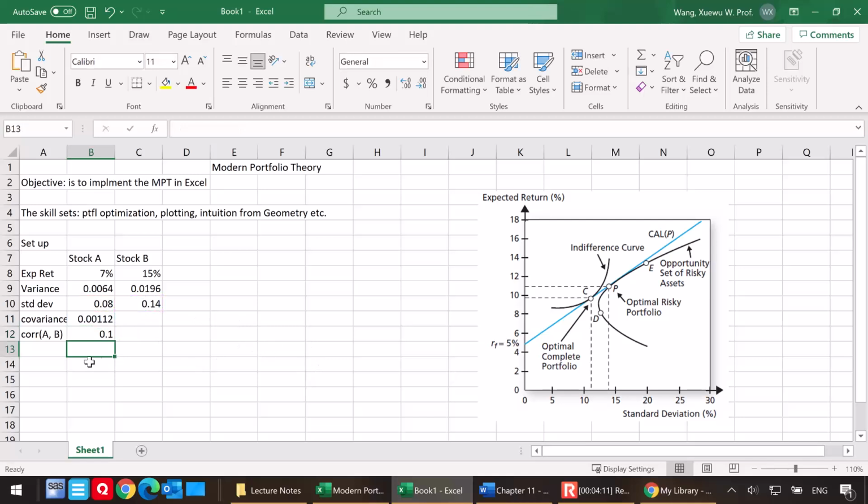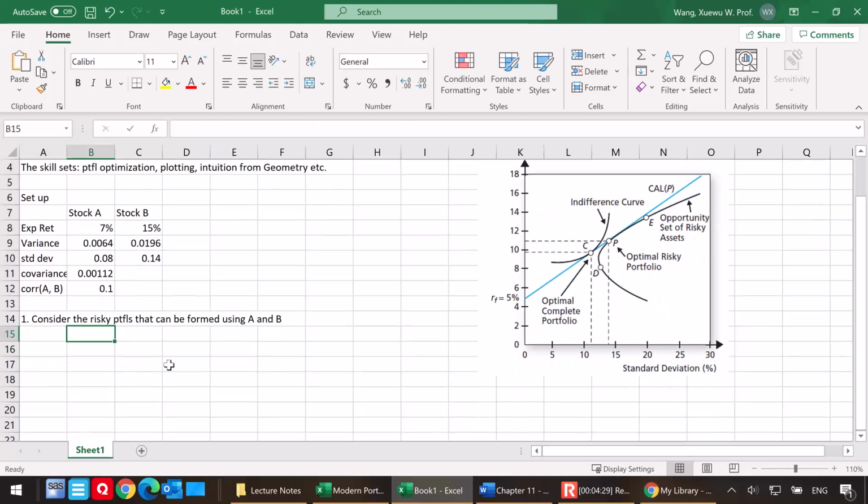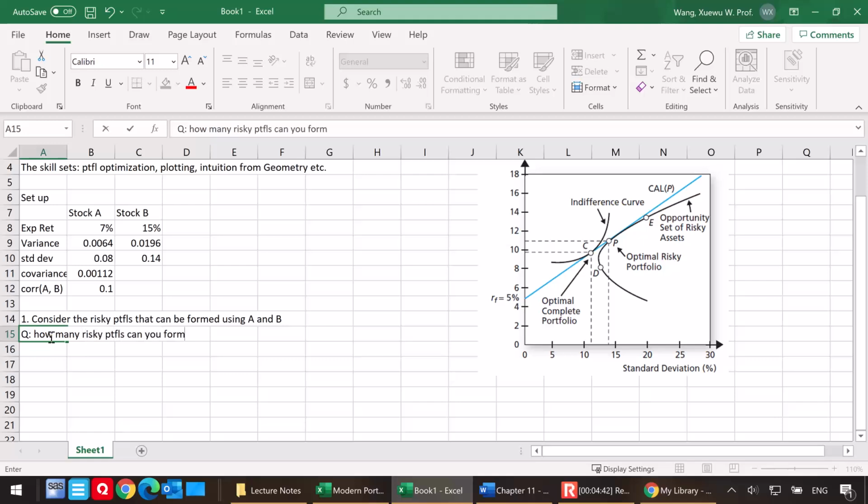All right, so if that's the case, my question number one is, consider the risky portfolio that can be formed using A and B. The question is, how many risky portfolios can you form by using two risky assets, A and B here? Well, the answer is very simple: infinite.